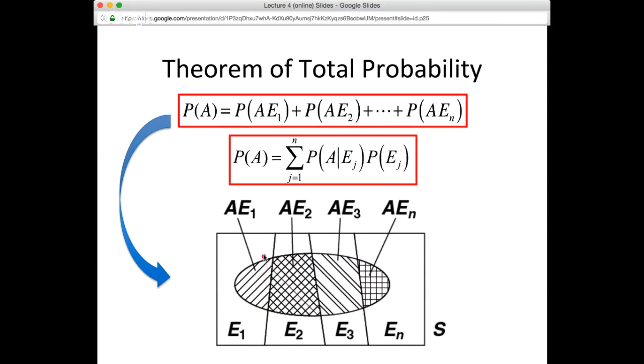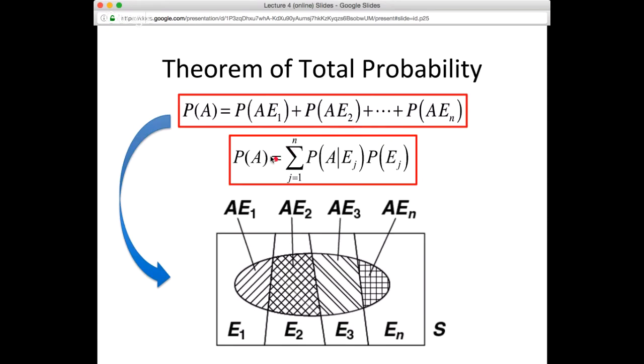And we can see that the total probability of A, which is represented by the area within the possibility space of this ellipse, can be expressed as the sum of the intersection between A and E1, which is this hatched area, plus the intersection of A and E2, which is this double hatched area, the intersection of A and E3, which is this weird hatch, and then the intersection, finally, of A and event En, which is the square hatched. And so we sum those together, we get the total probability. So from a graphical perspective, that's a restatement of this equation right here, that the probability of A can be represented as the probability of A and E1 plus the probability of A and E2 and so forth.